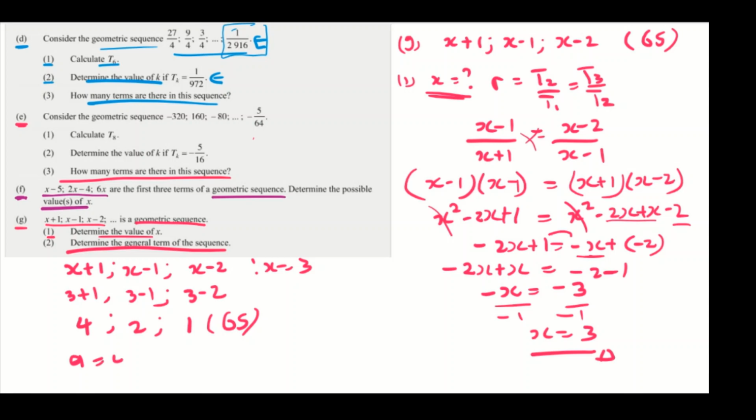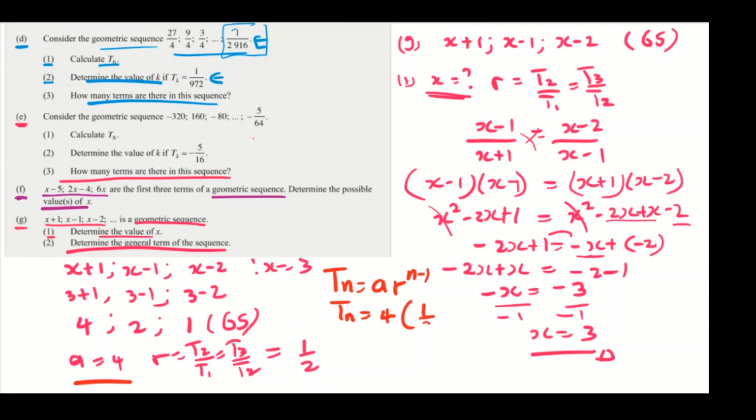So to find the general term, we know that this is a geometric sequence, right? And the value of a is equals to 4, the value of r is equals to t2 over t1 is equals to t3 over t2. So your r is supposed to get 1 over 2 as your common ratio. So Tn is equals to ar to the power n minus 1. Tn is equals to my value of a, which is 4, my value of r, which is 1 over 2, so it's n minus 1.